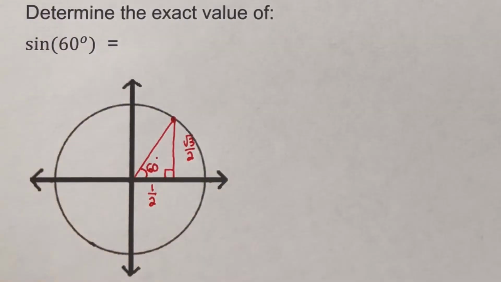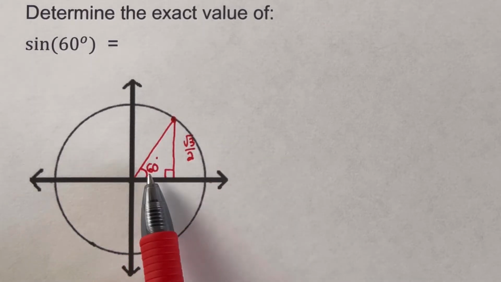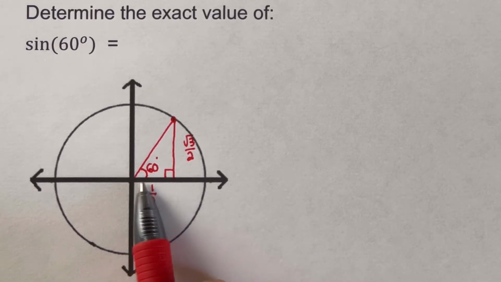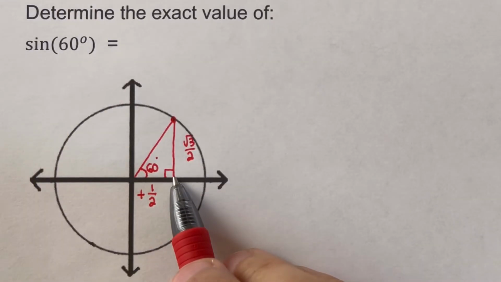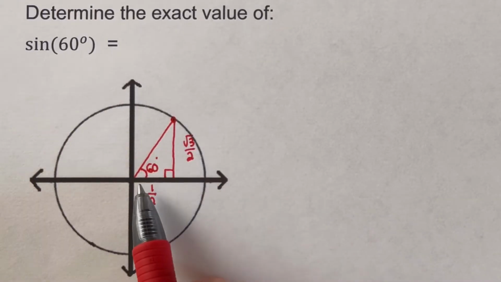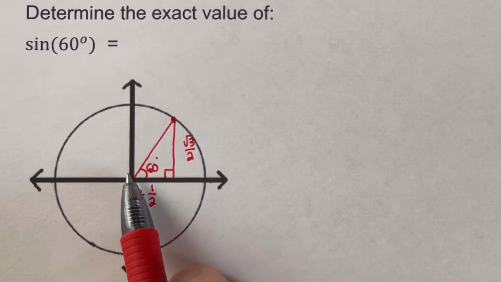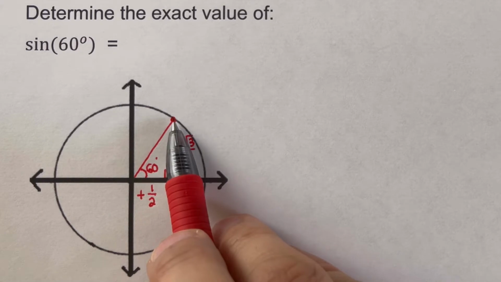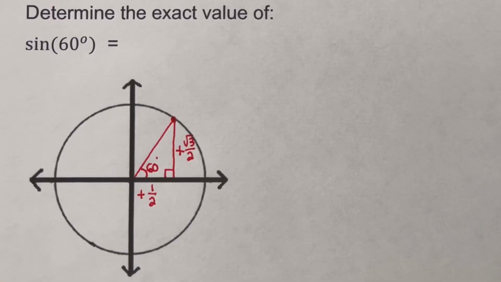Now, since this 60 degrees is on the first quadrant, the x value, this value right here, is positive, and the y value, this value right here, is also positive. Remember, x is the horizontal axis and y is the vertical axis. So the horizontal value is positive, and the vertical value, which is the y, is also positive. So we can go ahead and move on to the second step.